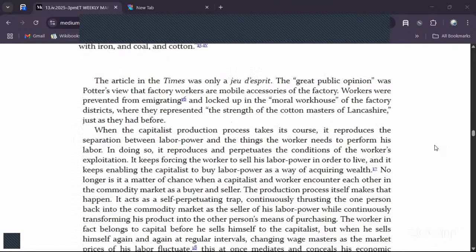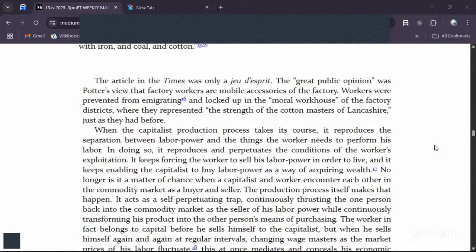The article in the Times was only a jeu d'esprit. The great public opinion was Potter's view that factory workers were mobile accessories of the factory. Workers were prevented from emigrating and locked up in the moral workhouse of the factory districts, where they represented, quote, the strength of the cotton masters of Lancashire, just as they had before.